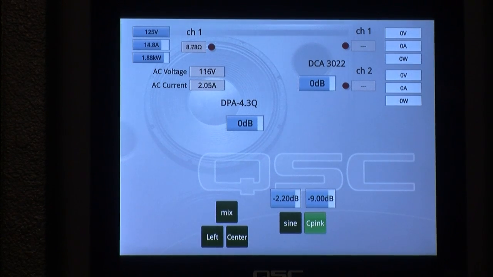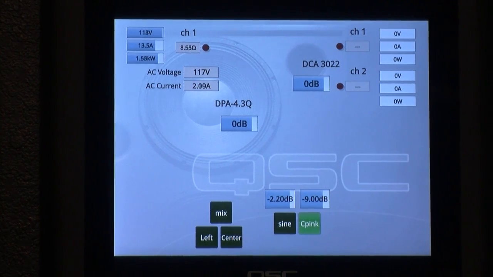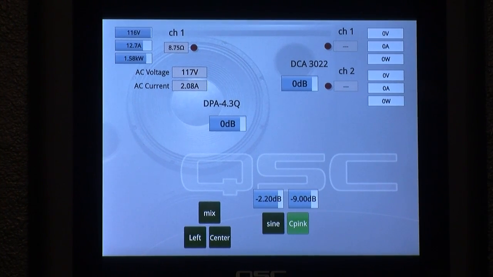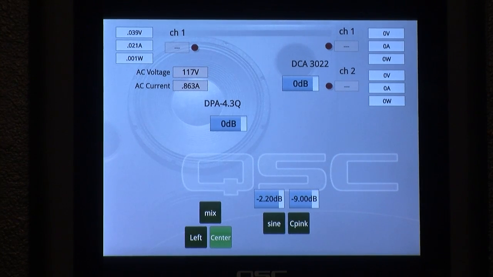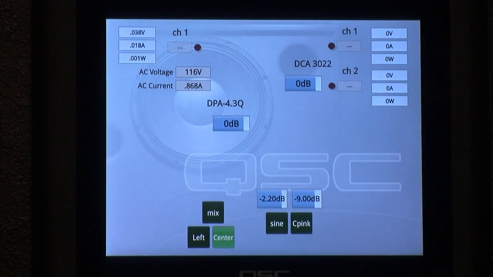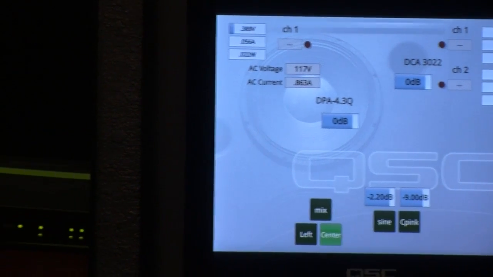Now, what we'd like to do is, we've seen that, really driving the amp hard, we can make it draw 2 amps for this single channel driven. Let's cut off the pink noise, and let's switch back to program material. So we'll switch over to a trailer, and we will start playing the trailer and see what happens with the current draw.